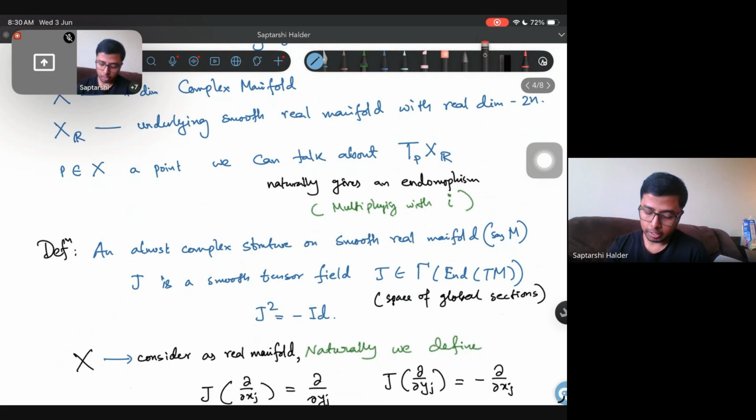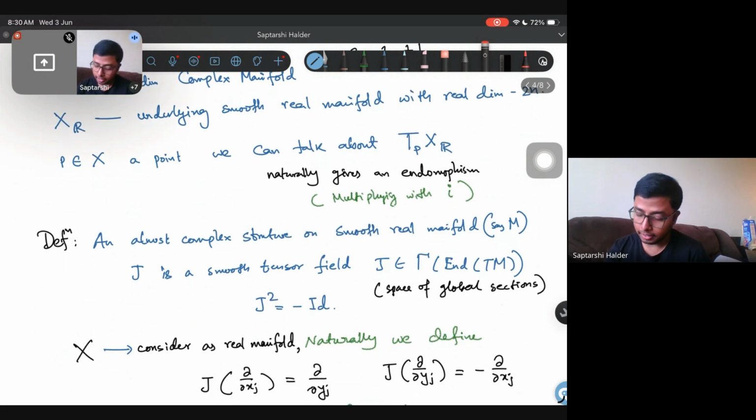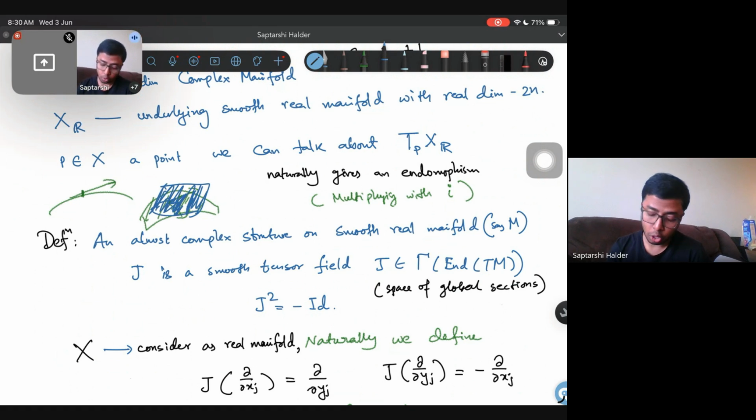Now, if we take a point p in X, we can talk about its tangent space, right? You know the tangent space. Suppose you have a curve and a point on it, you can draw a tangent. And if you have a surface, then you can talk about its tangent space. Let me denote it: this is the tangent space. So we consider the tangent space at that point p of X_R.